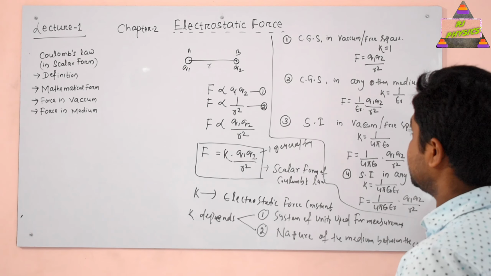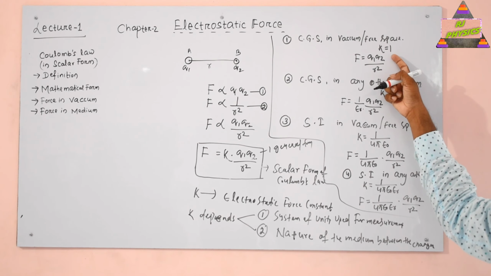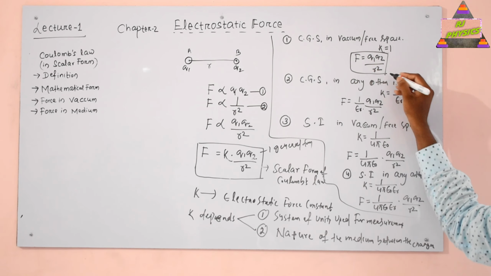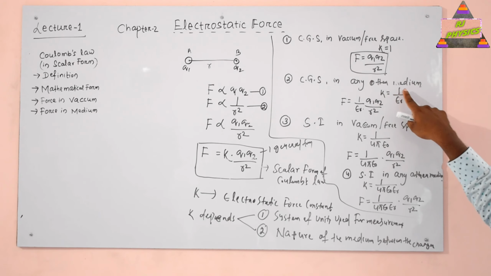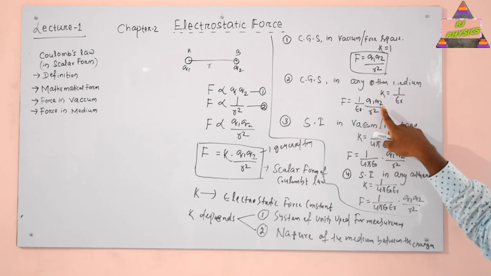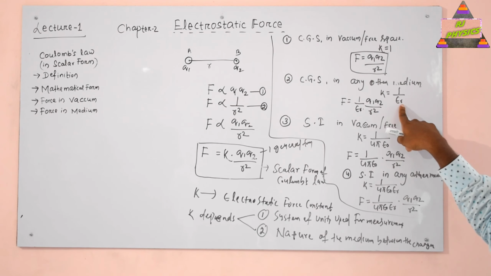If the system of unit is CGS and the charges are placed in vacuum or free space, then the value of k is equal to 1. So this formula will reduce to F equal to q1 q2 by r square. Next, if the unit of measurement is CGS and the charges are placed in any other medium rather than air, where epsilon r is called the relative permittivity of the medium, then the value of k is equal to 1 by epsilon r. So F equal to 1 by epsilon r into q1 q2 by r square, where epsilon r is called the relative permittivity or dielectric constant of the medium.